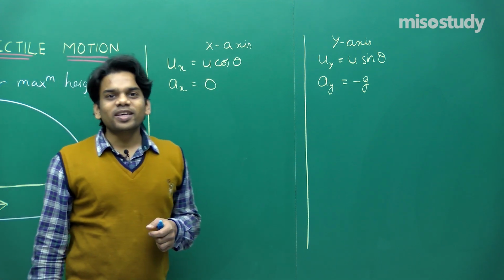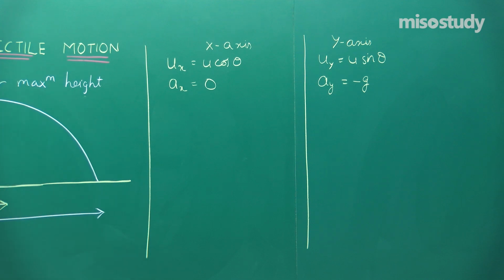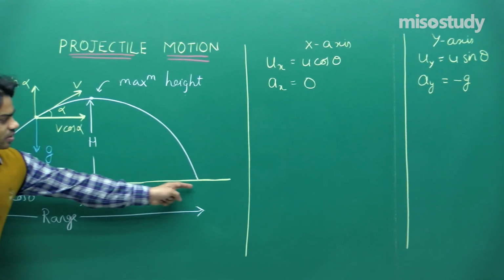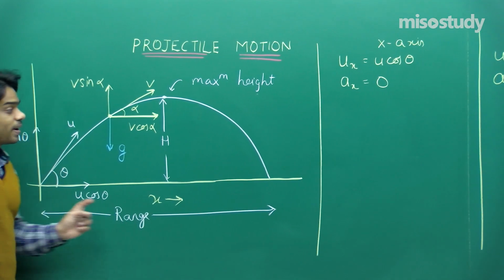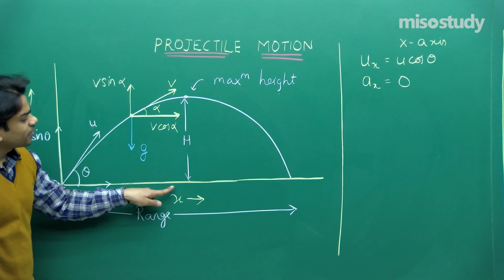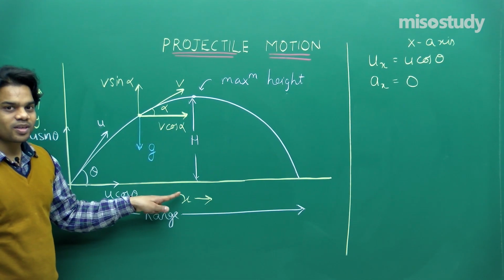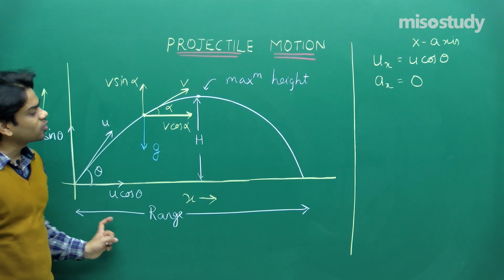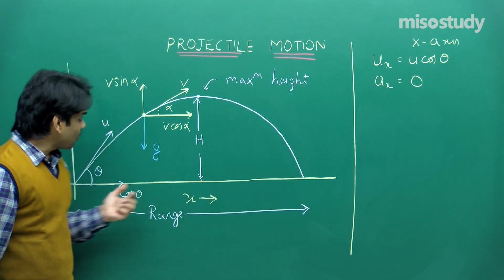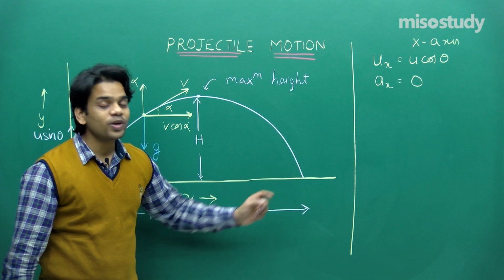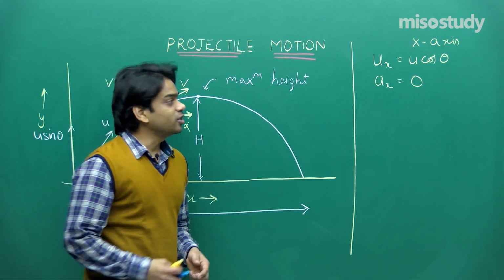Now what things we can find out from this given figure? You can see that we can find out the range of the particle, that is the maximum horizontal displacement. We can find out the maximum height during its motion. Third thing, we can also find out the time of flight, in how much time it would have moved to complete the total range of its motion.